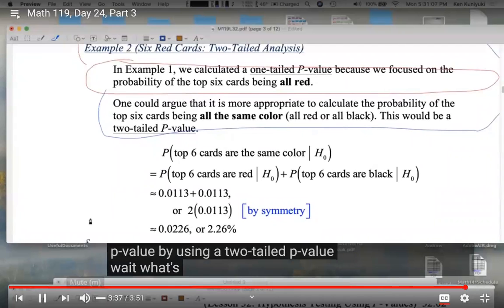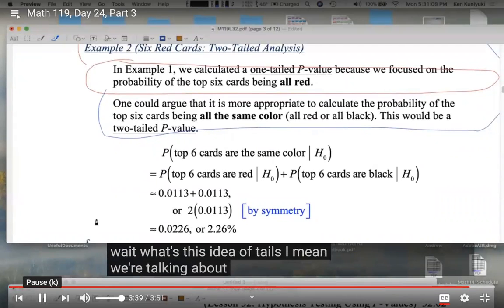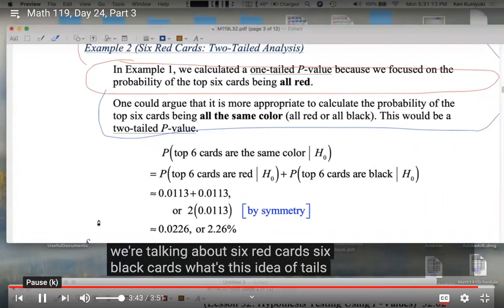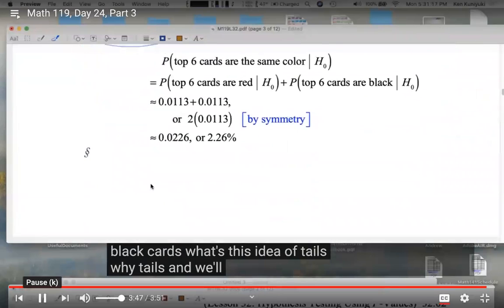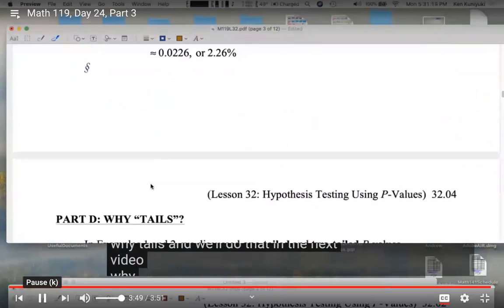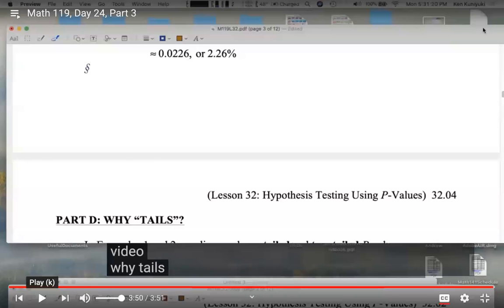Wait, what's this idea of tails? I mean, we're talking about 6 red cards, 6 black cards. What's this idea of tails? Why tails? And we'll do that in the next video. All right, any questions before we go on? We're going to talk about coins. Any questions? Okay, feel free to put questions in chat.